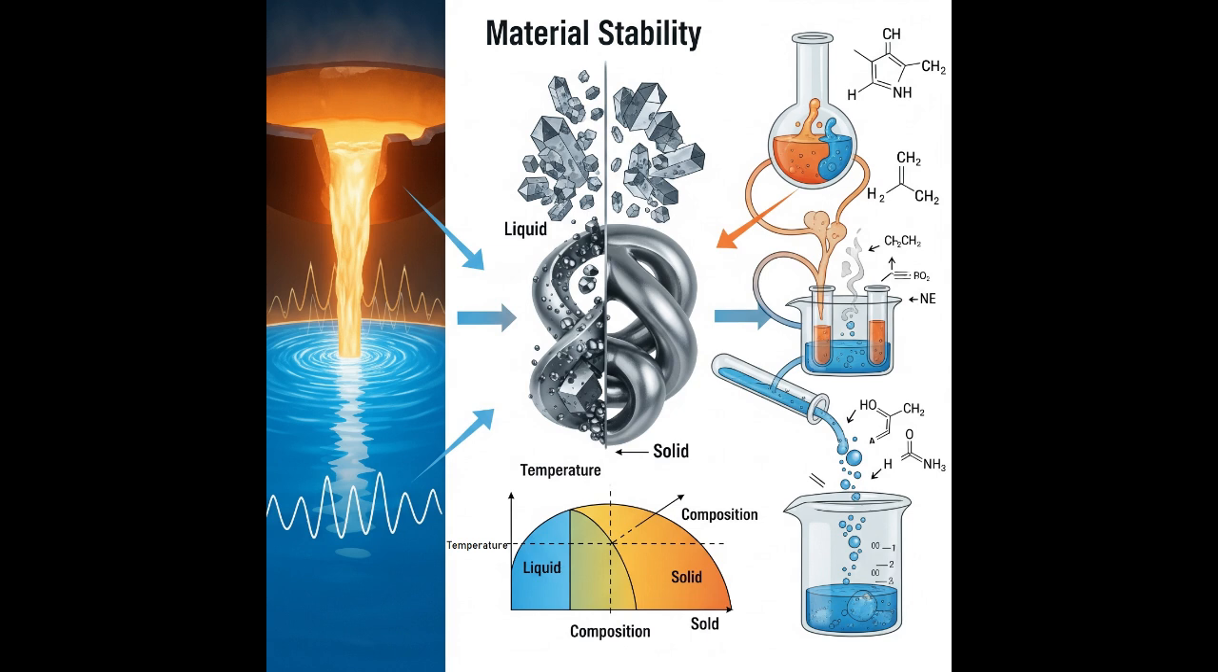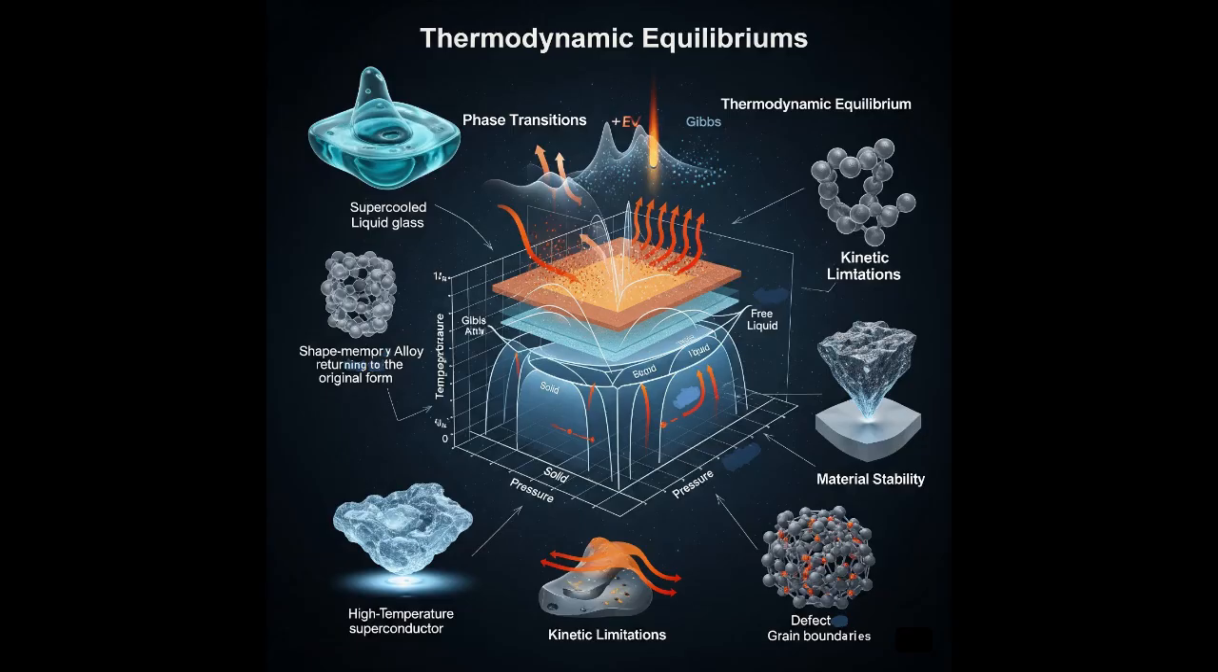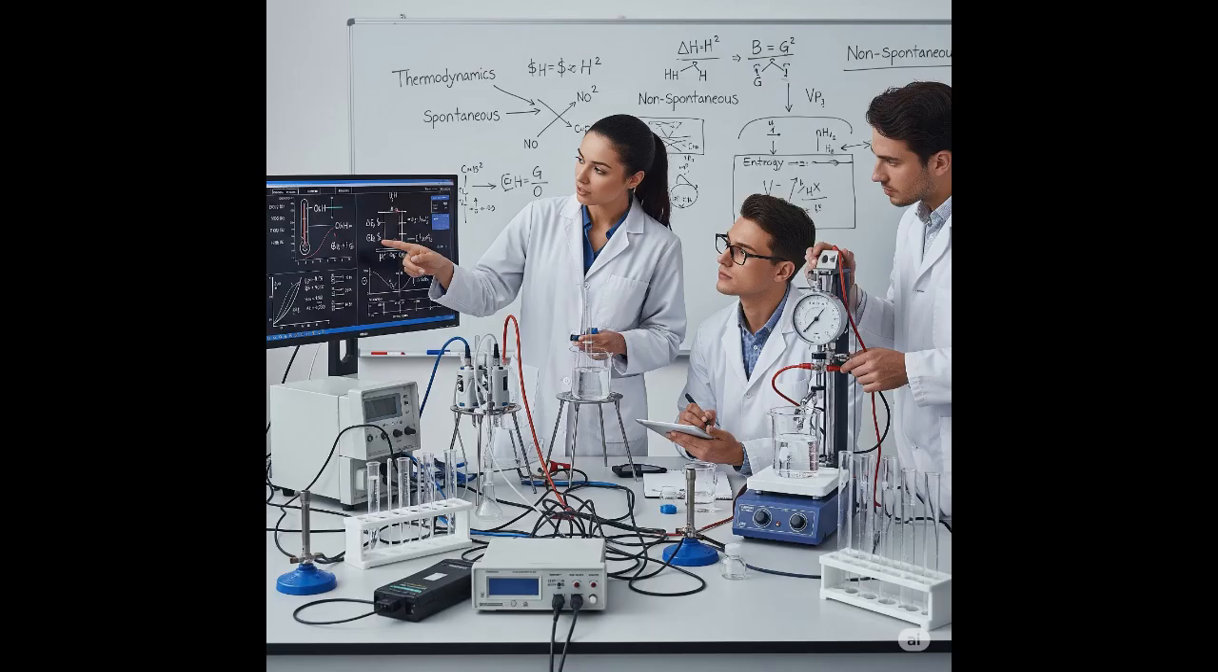It's the framework that allows us to predict materials stability, phase transformations, and chemical reactions. For materials stability, will a certain material phase exist under specific conditions? For phase transformations, when and how will a material change from one state to another, like liquid to solid, or one crystal structure to another? For chemical reactions, will two materials react and what will be the driving force for that reaction? Essentially, thermodynamics tells us what can happen. It defines the limits and possibilities for materials' behavior.